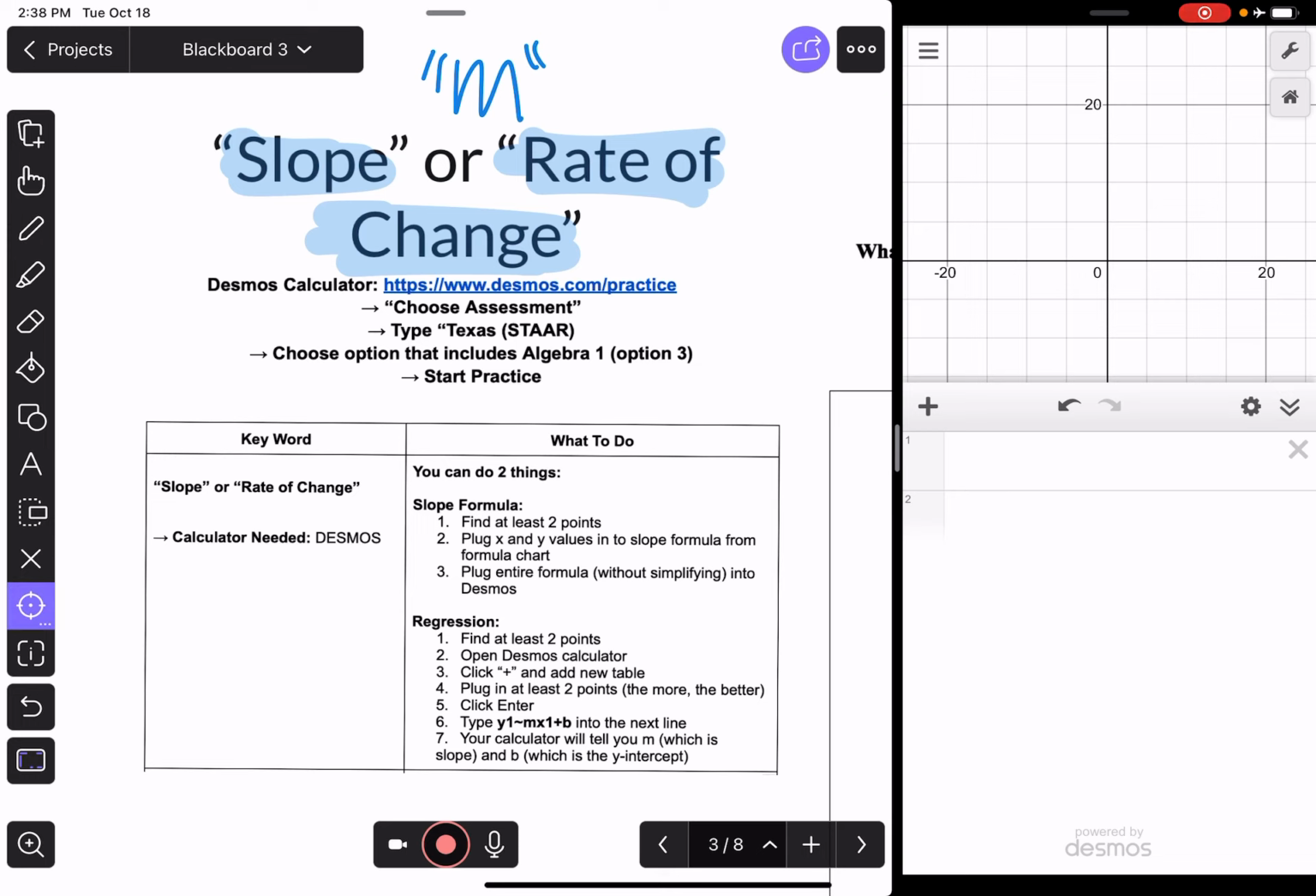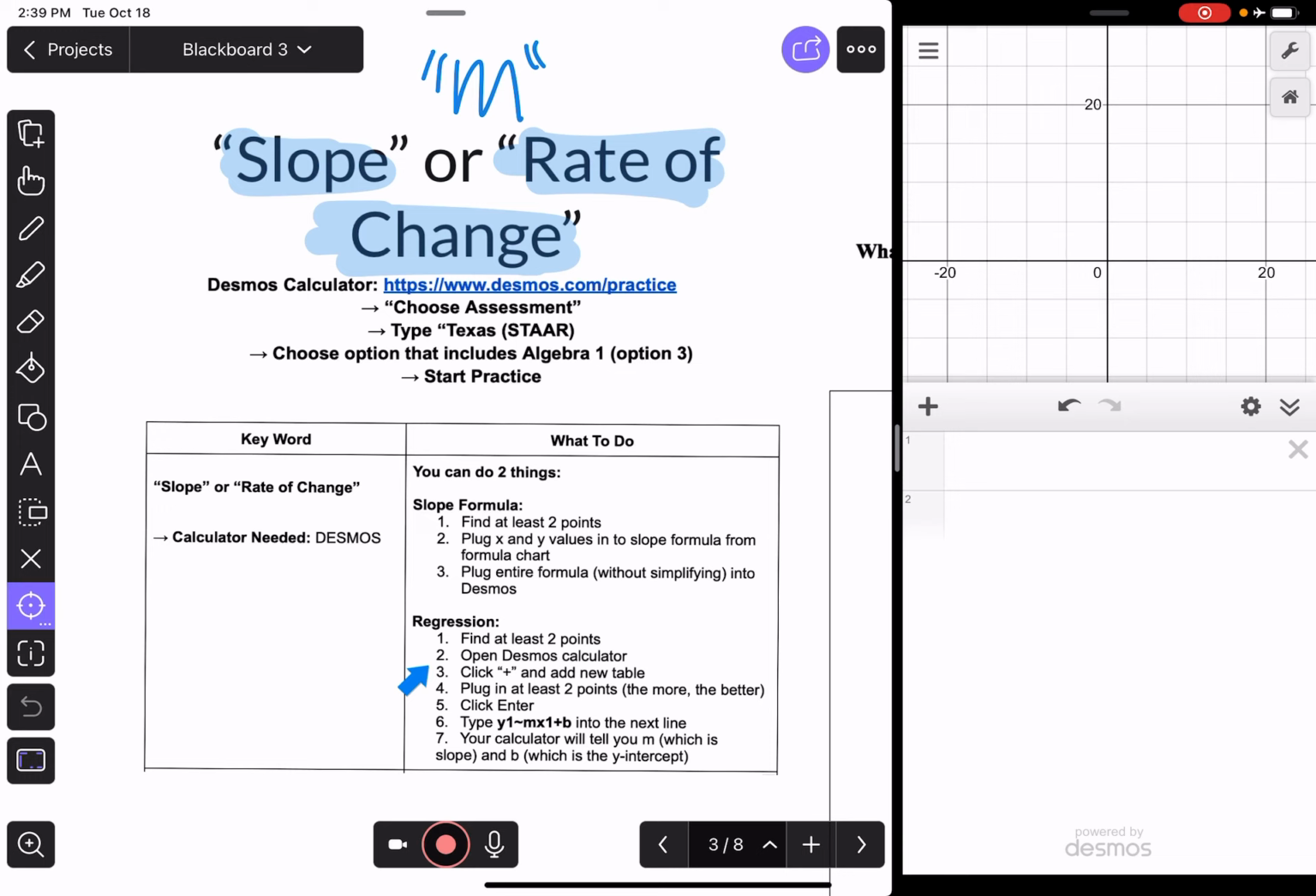So when we're on the STAR test, there are two methods that we can use when we see the word slope or rate of change. We have what's called a slope formula that helps us calculate the slope by hand. We'll use the calculator, but it's a formula that we plug numbers into. I'm not going to go over this too much because you likely already talked about this in your Algebra 1 class at some point.